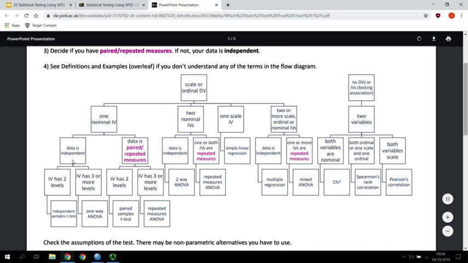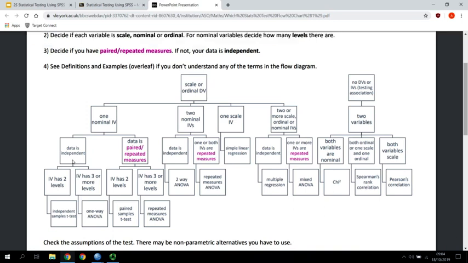Our data is independent, and then we've got to look at our IV again, our independent variable, and see if it's got 2 levels or 3 levels. We've got three levels in this case, the grass, the track and the tarmac, and that's how we end up at one-way ANOVA.